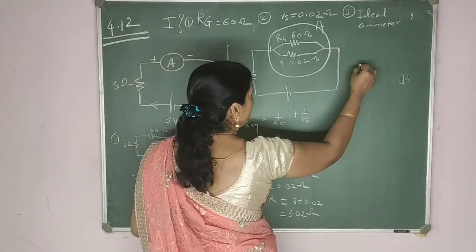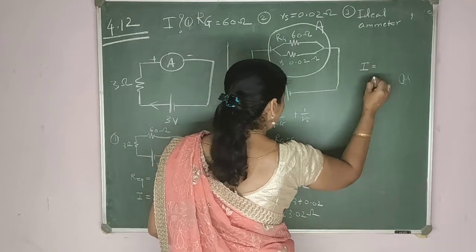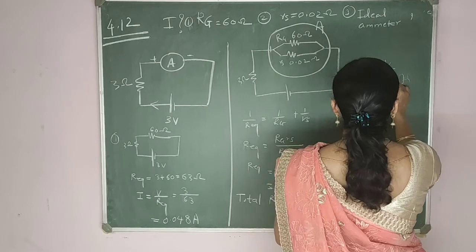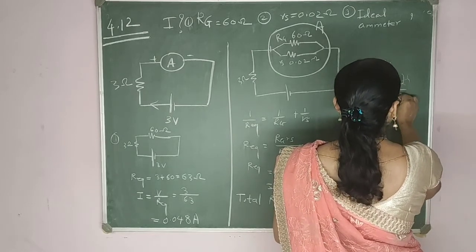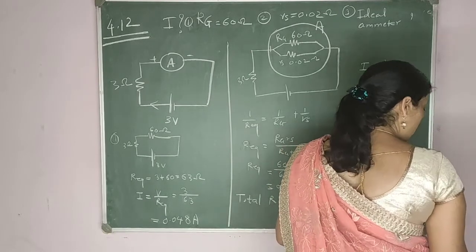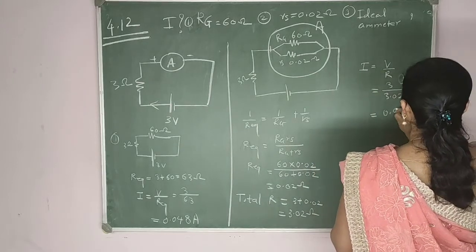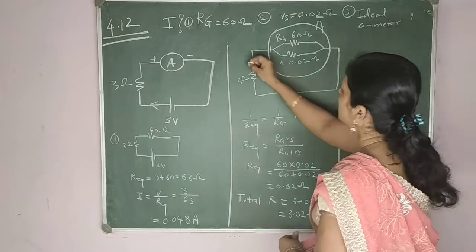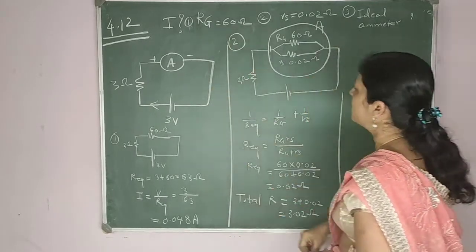Now we want to calculate the current. So I equal to V upon R. V is 3 divided by 3.02, and we get the current 0.99 ampere. That is our second case.